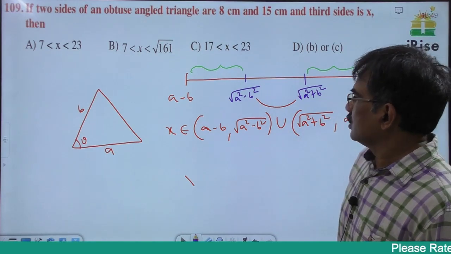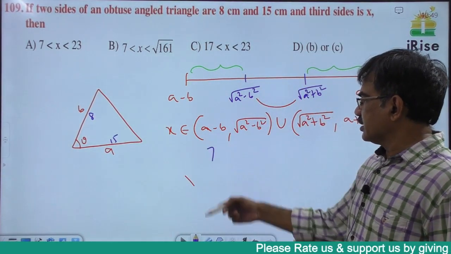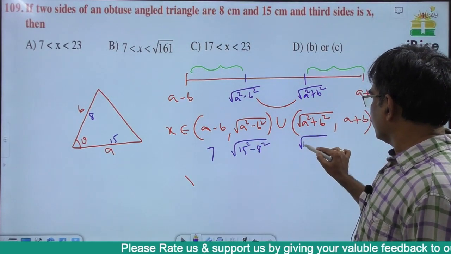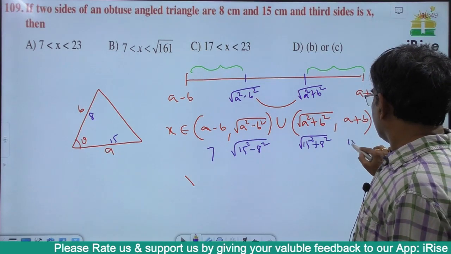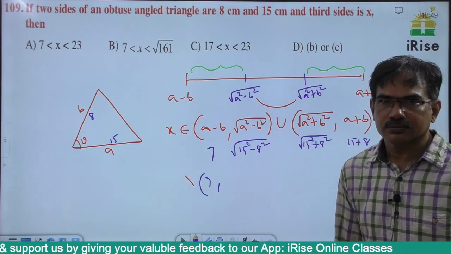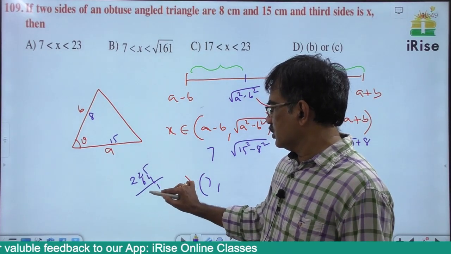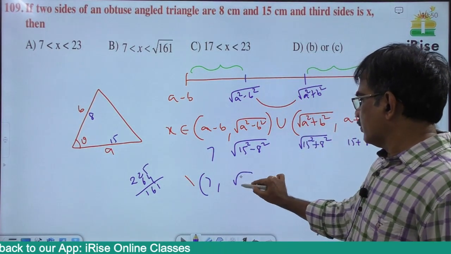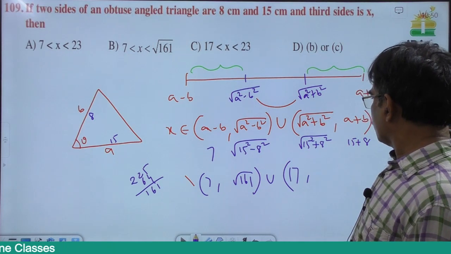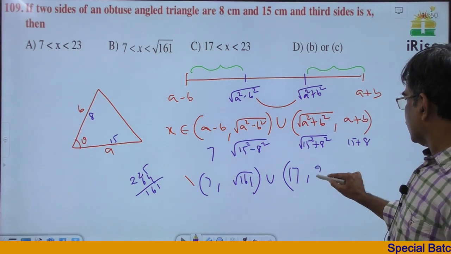Substitute the values. One is 8, other one is 15. 15 minus 8 is 7. Root of 15 square minus 8 square, root of 15 square plus 8 square, and 15 plus 8. So it lies between 7 and root of 225 minus 64, which is equal to root of 161, union 15 square plus 8 square, which gives 17. 8, 15, 17 is a right angle triad. And 15 plus 8 is 23.